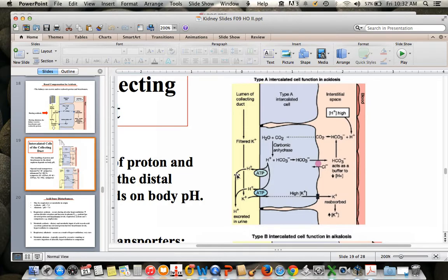So the way our renal system handles these protons is by working with carbonic anhydrase and converting carbon dioxide into protons that can be released.